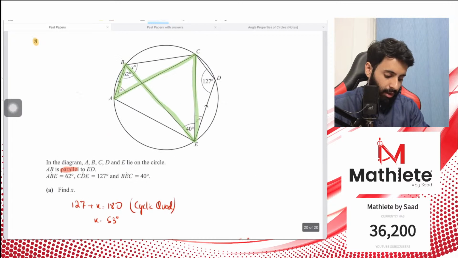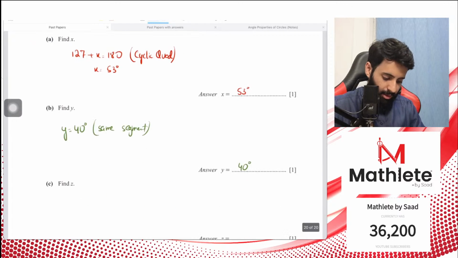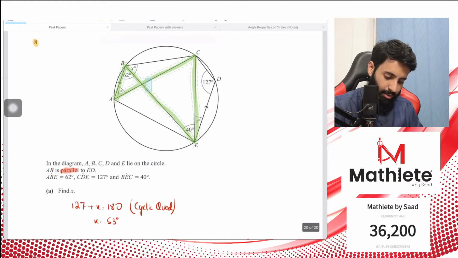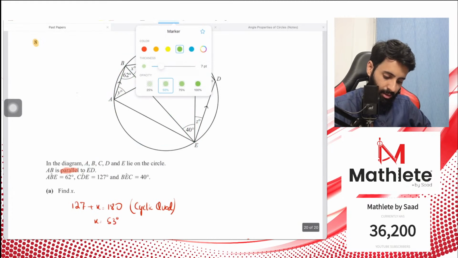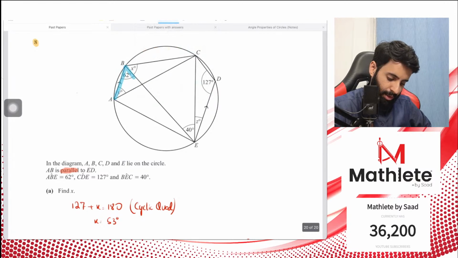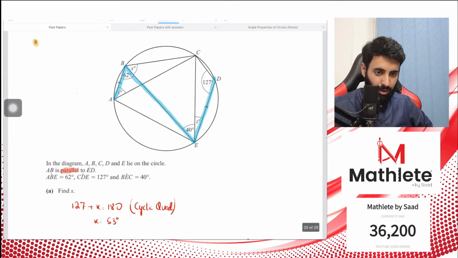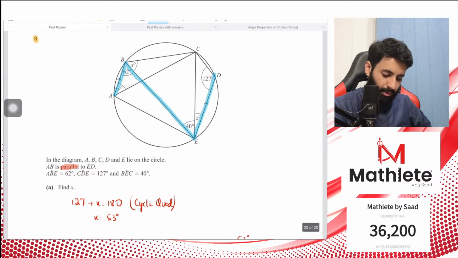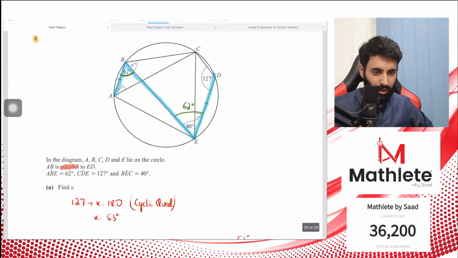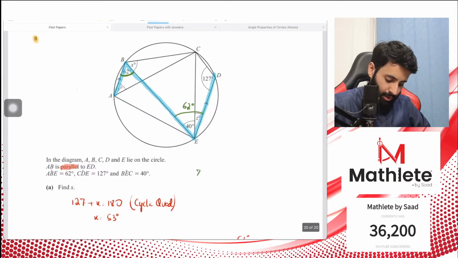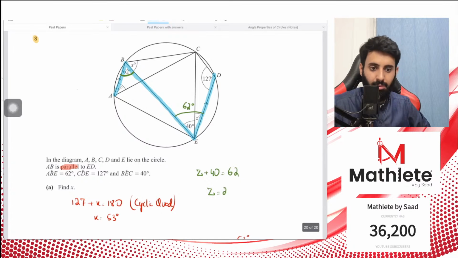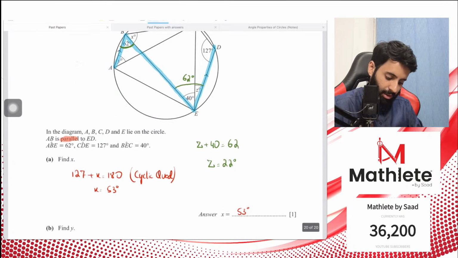Now comes the value of z, which also is a 1 mark question. I'm just going to quickly erase what I've done here. So far we hadn't used the information of parallel lines. Now we're going to be using it. This angle is 62 degrees. That means this entire angle will also be 62 degrees because of alternating angles. So z plus 40 equals 62 degrees. That means z is equal to 22 degrees. 62 minus 40, 22 it is.